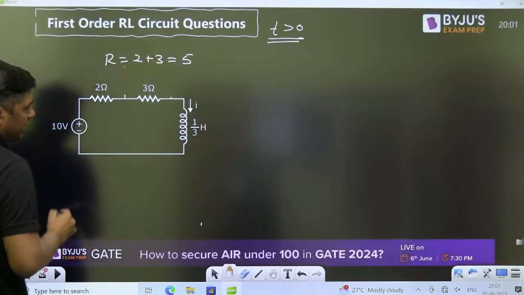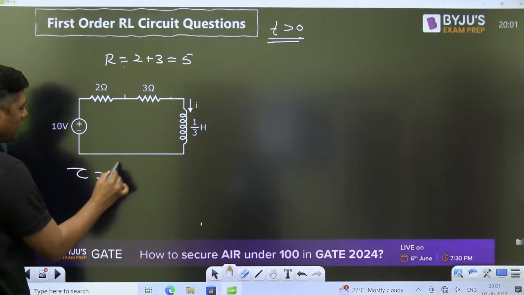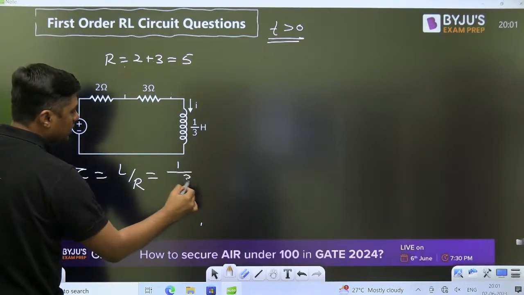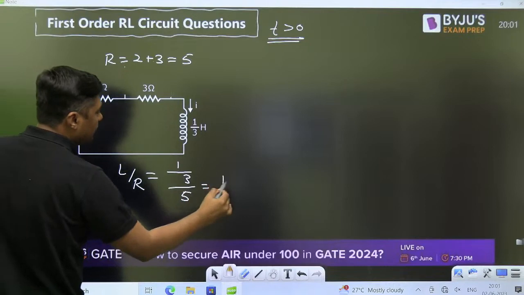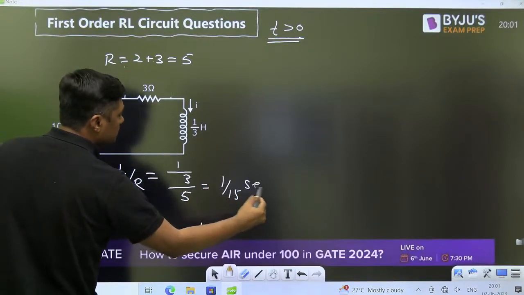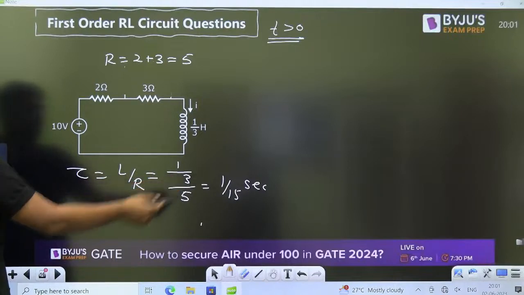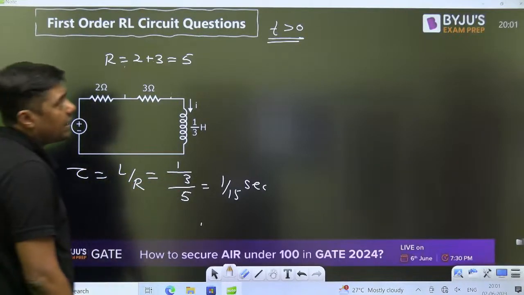L is 1 by 3 Henry. So what is the time constant? L by R. 1 by 3 upon 5, that is 1 by 15 seconds. This is 1 by 3 and this is 5. So 1 by 3 upon 5, that is 1 by 15 second. That is the time constant.